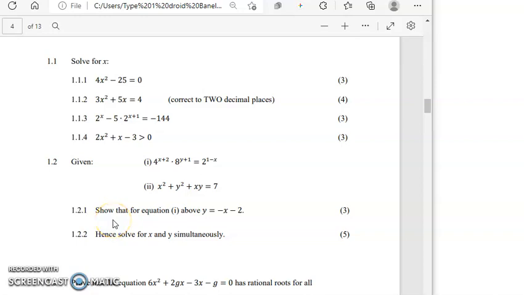Hi everyone, this is part 2 of the Mathematics Paper 1 trial exam, question 1. As I had promised, after finishing 1.1.4 in part 1, I said I was going to do 1.2. So this is question 1.2. I'm still doing question 1.